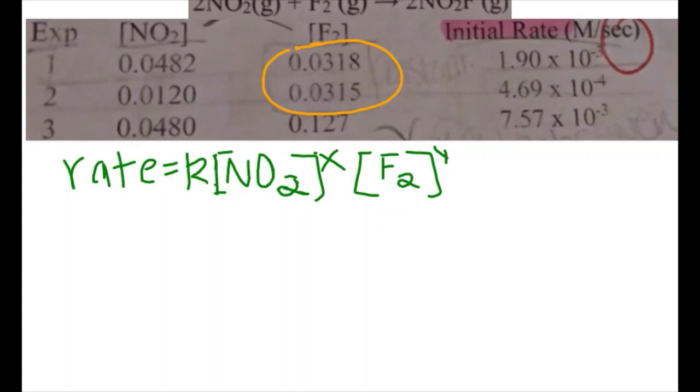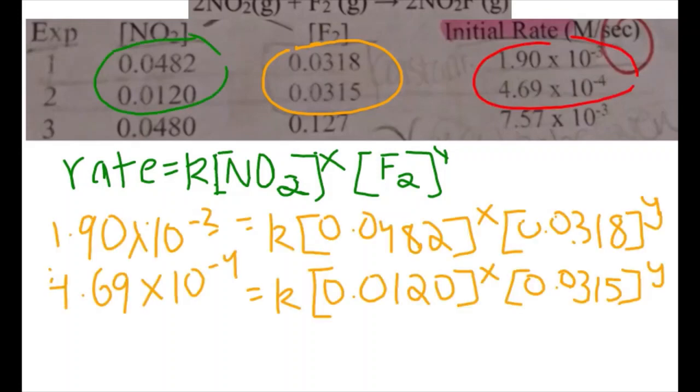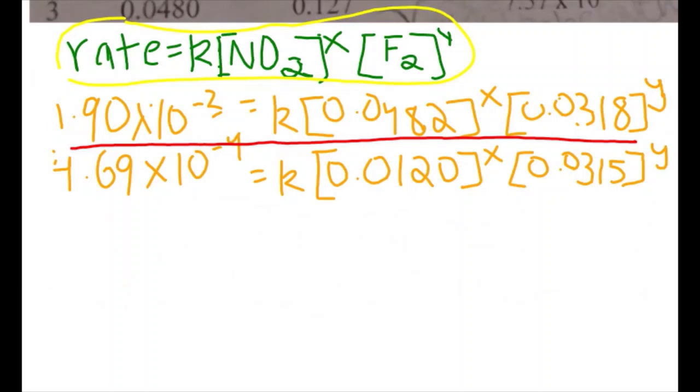In this case, we will choose F2 concentrations that are similar to each other so that they will cancel out in our equations. Using 0.0318 and 0.0315 for our concentrations of F2, we get these two equations. Remember that all our values come from the table above, and we just plug them into their corresponding role in the rate law equation. Now we divide these two equations by each other, canceling out similar terms, such as the concentration of F2 and the constant k's. Note that the values don't have to be exactly the same to cancel out, just similar.